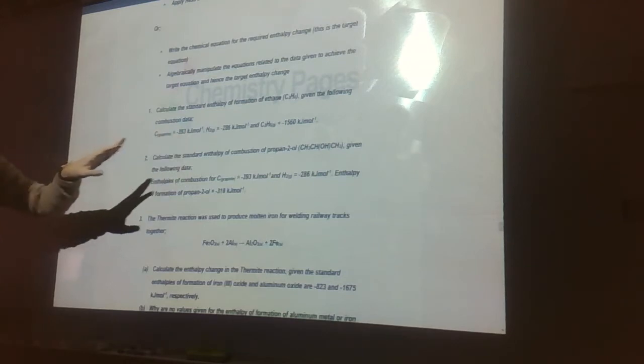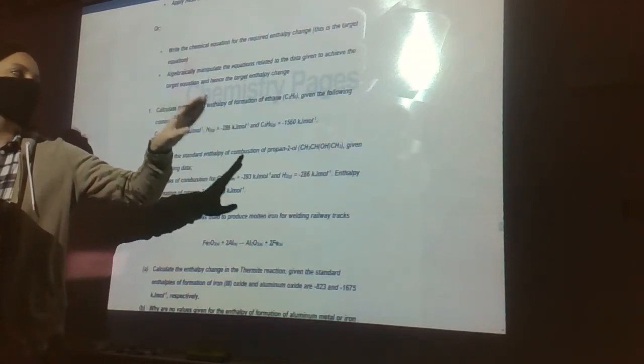And yesterday, the example I did was to calculate the standard enthalpy of formation of this thing, ethane, given the following combustion data. So we know if we combust carbon, it releases this much energy. And if we combust hydrogen, it releases this much. And if we combust that ethane, it releases this much. Use that information, rearrange the equations to get the standard enthalpy of formation equation. And then you can combine your enthalpies.